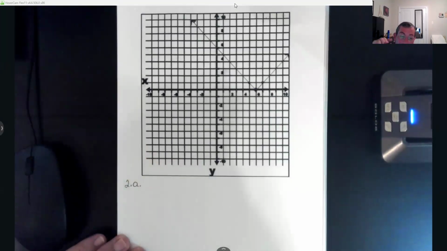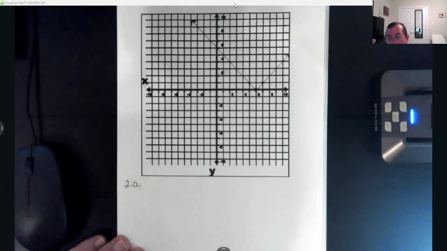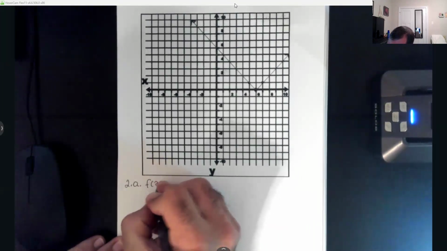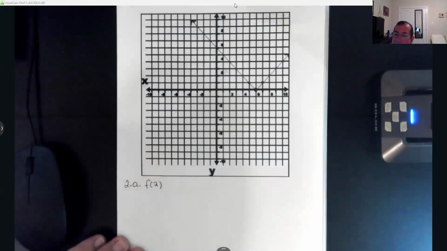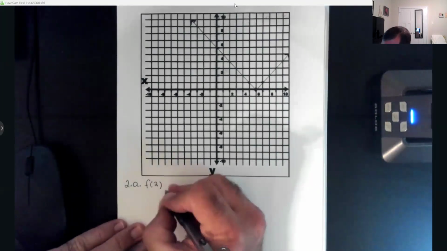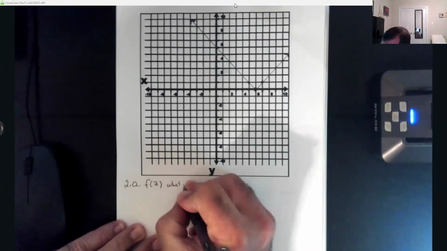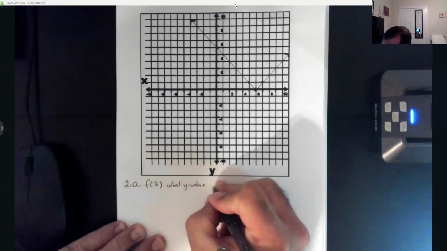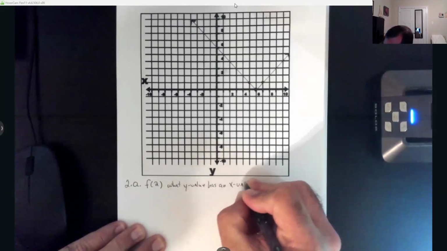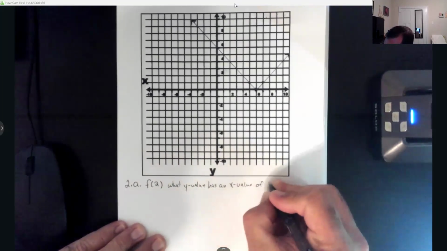So for A, they want me to find f of 2. Well, remember, if I'm going to find f of 2, once again, what I'm looking for is what y value has an x value of 2.